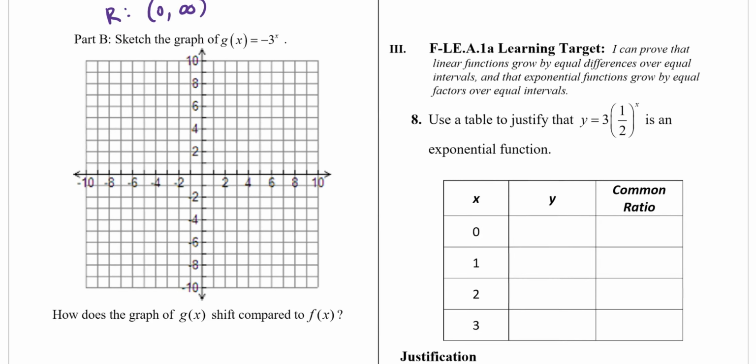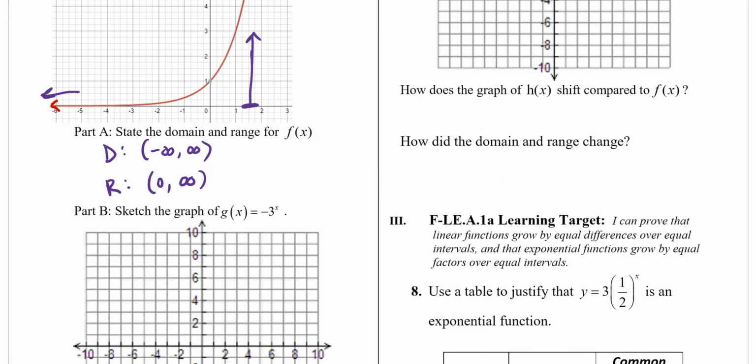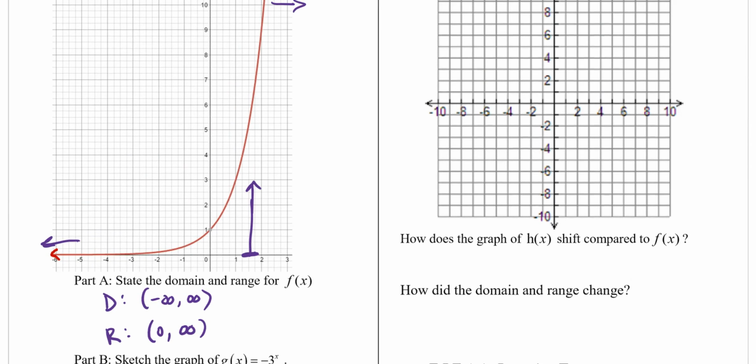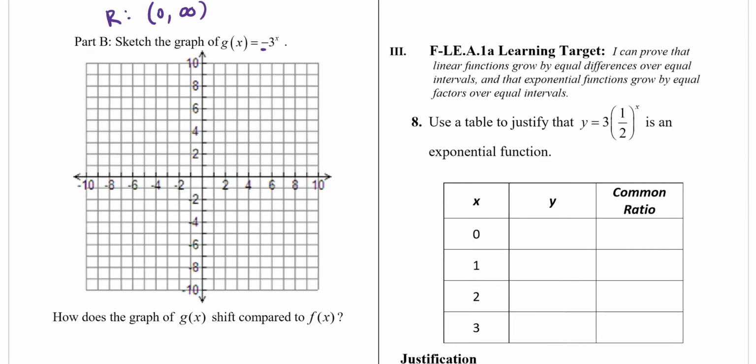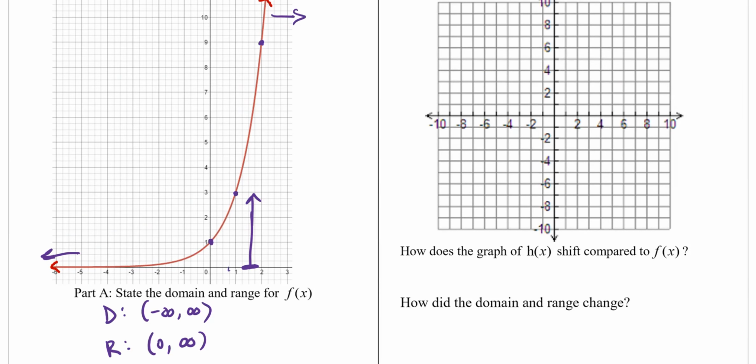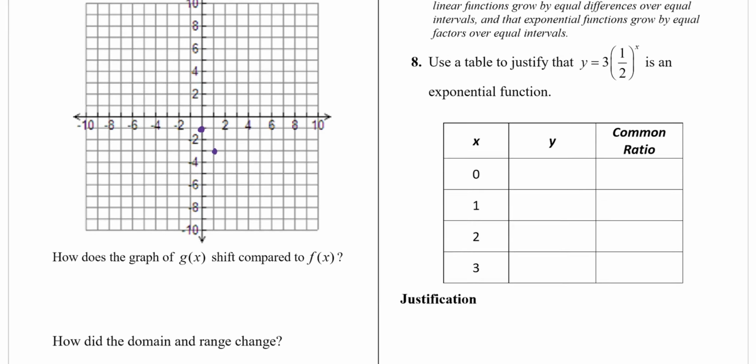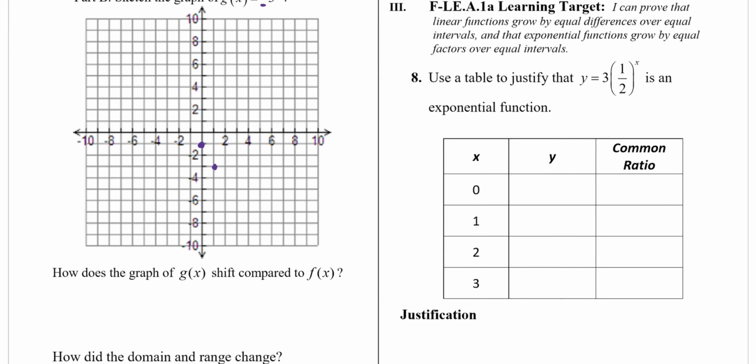Part B, sketch the graph of negative 3 to the x. Well, we just said on the last problem that this negative just reflects the graph over the x-axis. So all these points that I can see, like this point and that point, are going to be reflected down below the x-axis. So I have a point at 0, -1; 1, -3, because I was at 1, 3; and then my last point is at 2, -9, and then my graph is going to go like that. So now it's reflected.